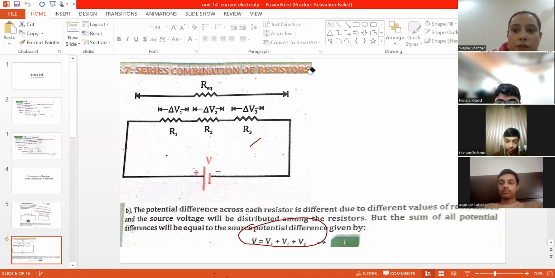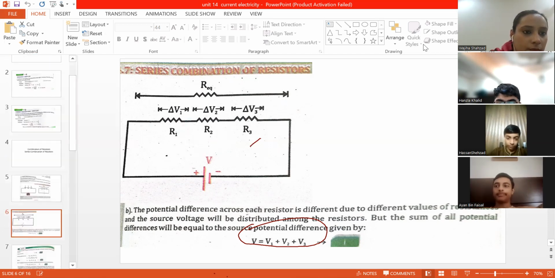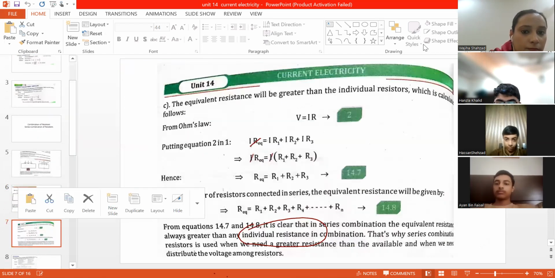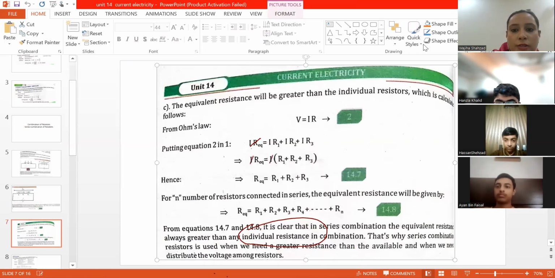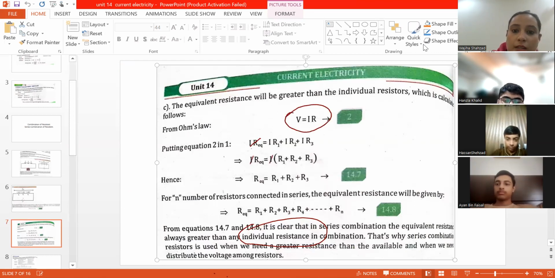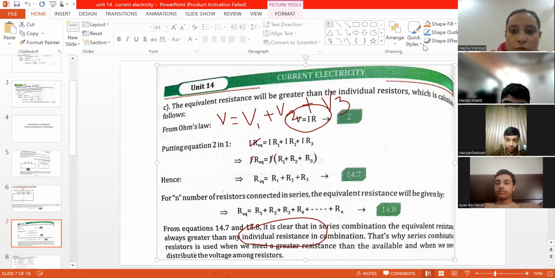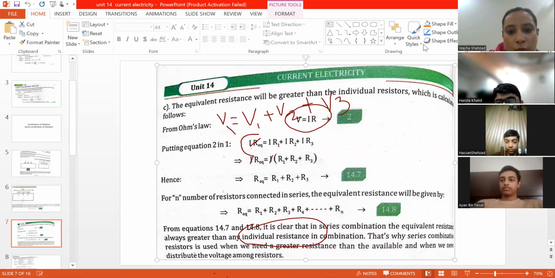Okay, moving toward the next page. According to Ohm's law, we know the relation V equals IR, right? We know the voltages will be different, so V equivalent will be equal to V1 plus V2 plus V3. By using Ohm's law, we will put the values of these voltages in this equation. We will get V equals IR, so instead of V we can put I R equivalent, because R equivalent is the total resistance in case of series resistors, right?